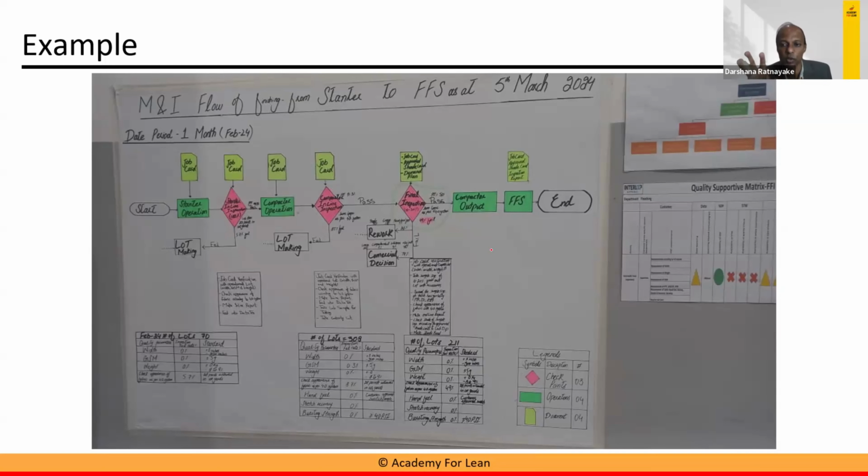So these are the actual ones, you can see the MNI flow is there, some graphs are there, some quality supportive metrics are there. We will learn it slowly in this class, within the next 5 days we are learning this one. This is a practical approach.